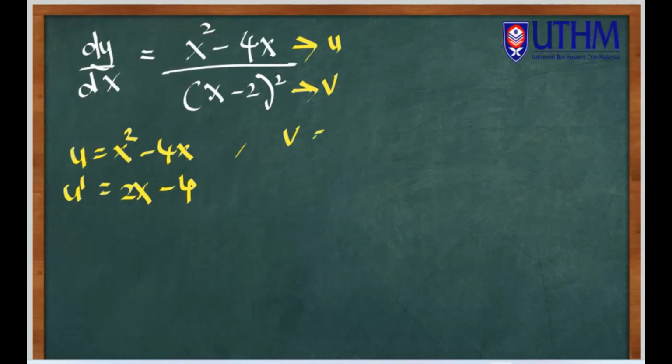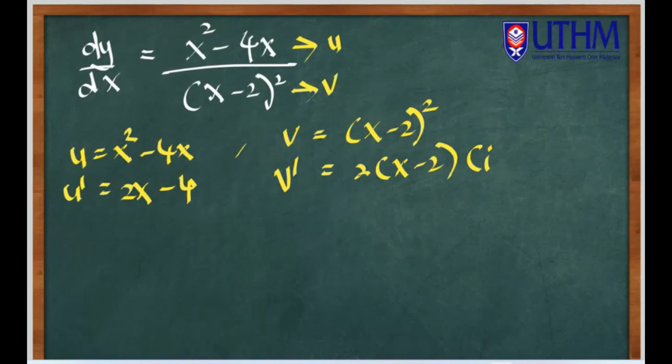For v, it is equal to x minus 2 squared. So dv/dx, or we can simply write v prime, we will get 2 times x minus 2, times 1. We use the chain rule here. Finally, v prime is equal to 2x minus 4. So we have everything. We just insert into the quotient rule formula.